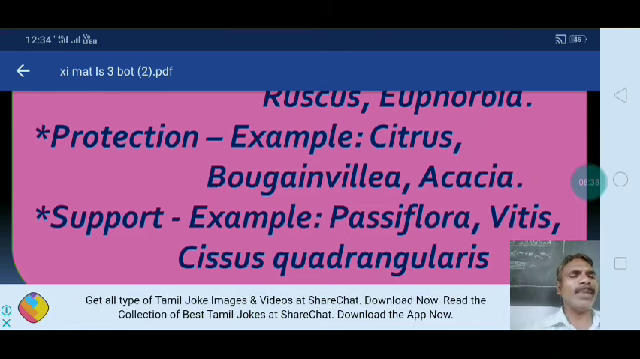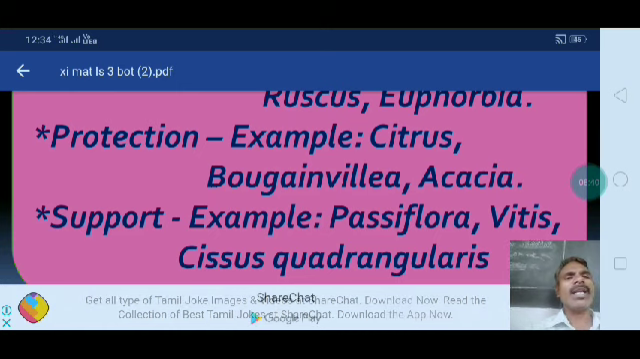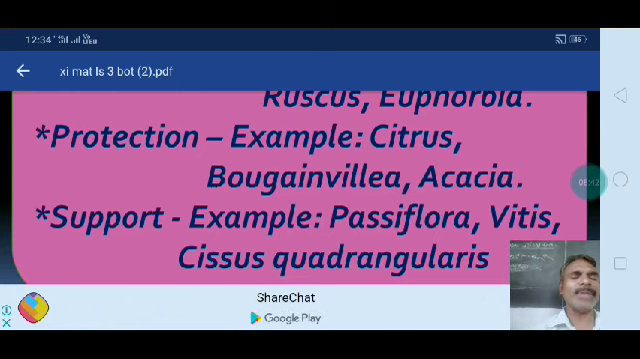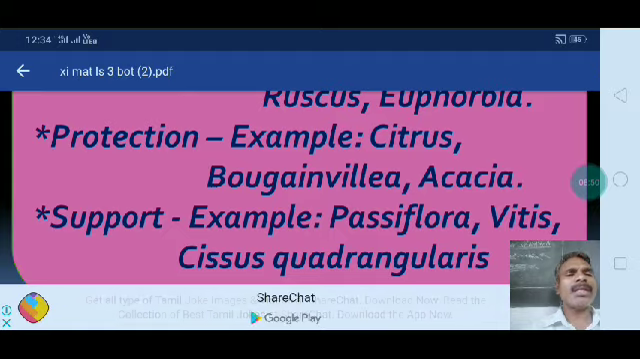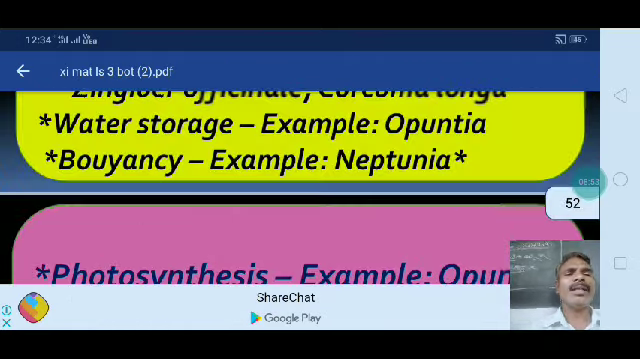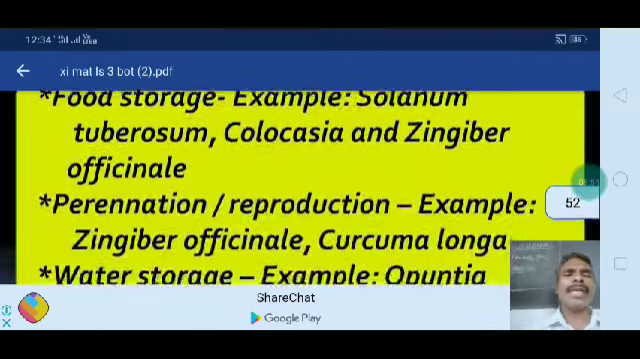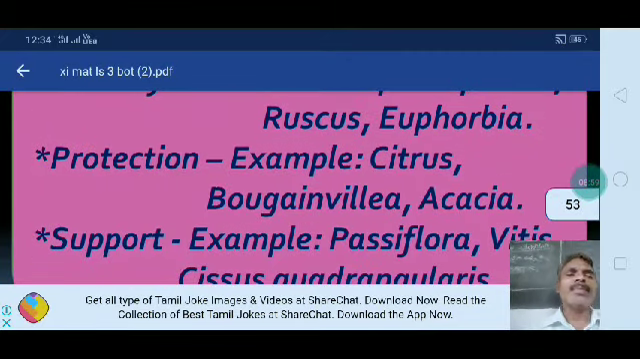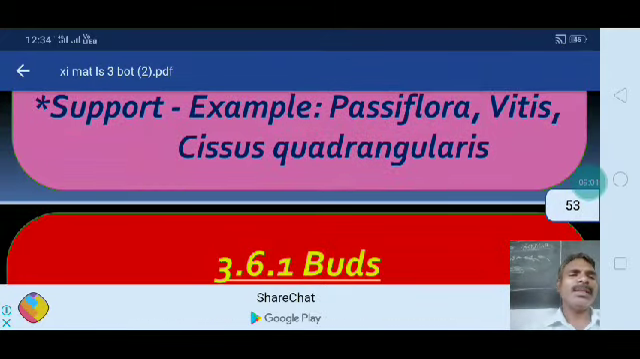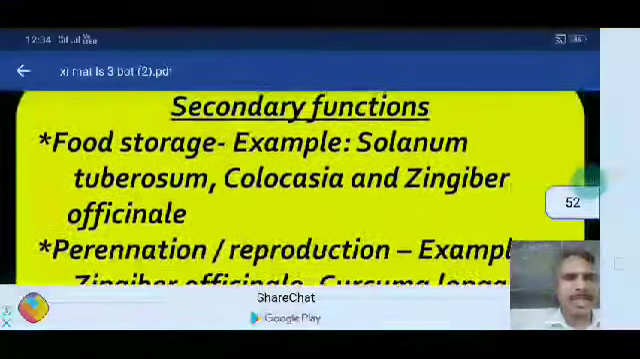Then support, example Passiflora, Vitis, Cissus quadrangularis. Because these are weak stemmed, they adhere to other parts of the plant, then they grow. This is another secondary function of the plant. First one is food storage, perennation, reproduction, photosynthesis, protection, and support. These come under the secondary functions of stem.